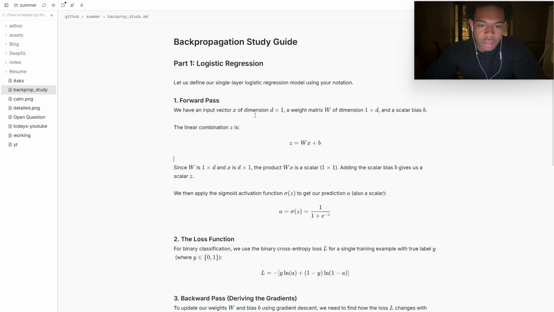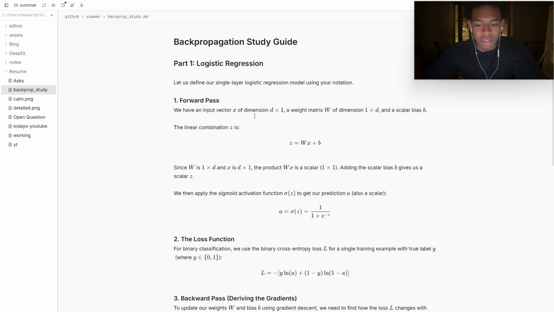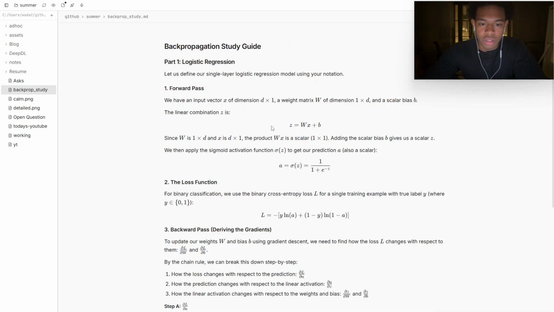Okay, so the forward pass. Yep, you have an X vector, weight matrix W. Wait, what? Oh, we're doing scalar. Yeah, we have a scalar bias. Okay, maybe that makes things easier. Let's do view, so I stop editing things.